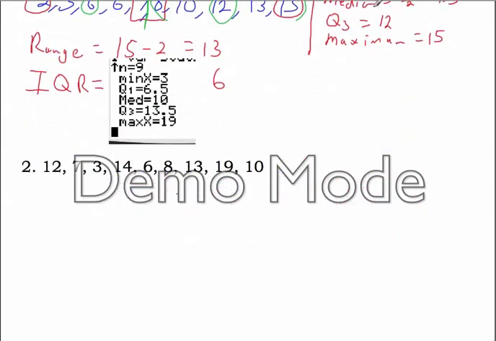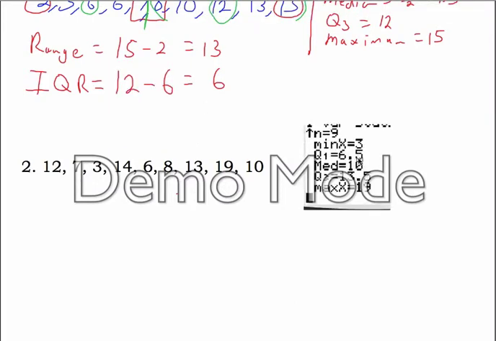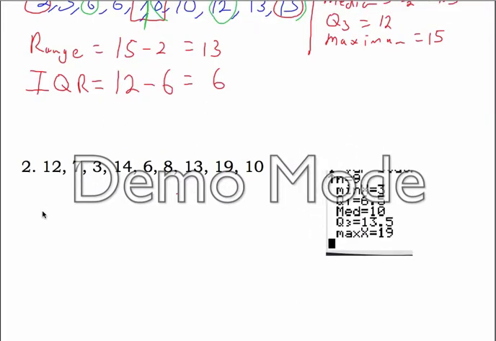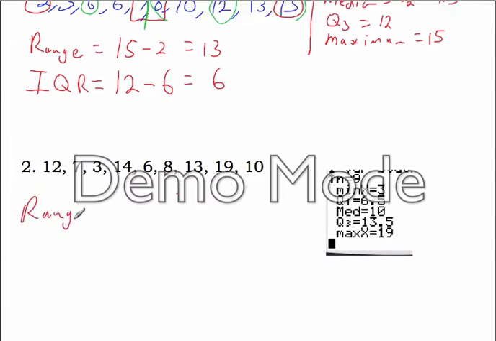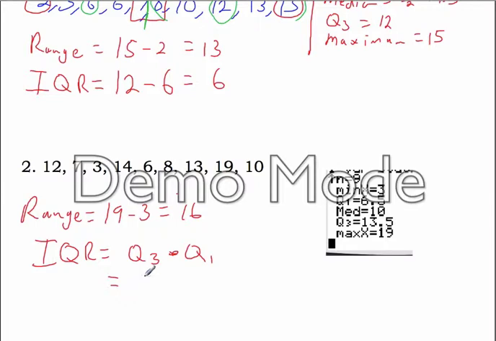Alright, so there's my 5-point summary. To answer the question, the range is going to be 19 minus 3, which equals 16. And your interquartile range, you have to do Q3 minus Q1, which equals 13.5 minus 6.5, which is 7. That's equal to 7.